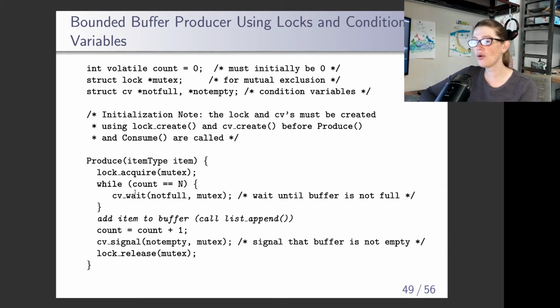All right, so we've checked our condition. If there's no space in the buffer, then we call CV wait because we're waiting for it to be not full. Otherwise, we add the item to the buffer and increase the count. By increasing the count, we have changed the condition for the other people, which is the consumers. And so we signal the consumers.